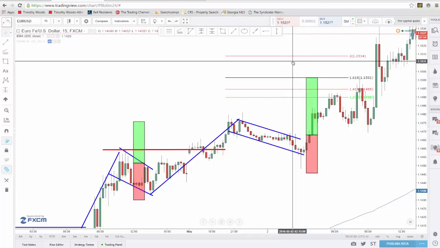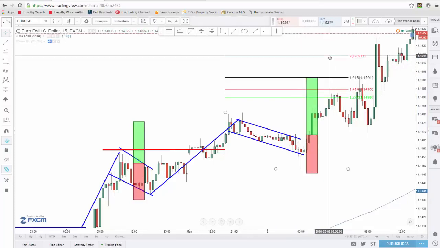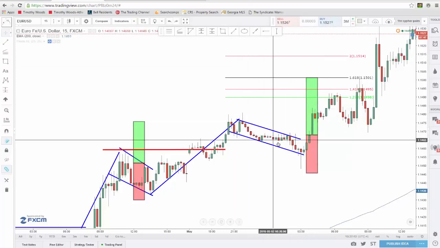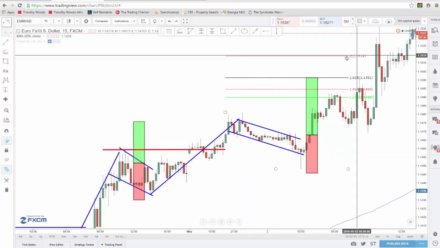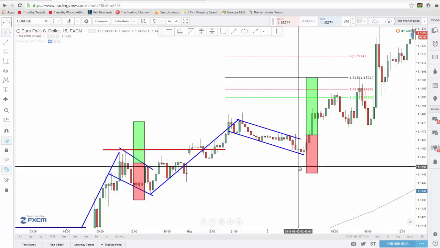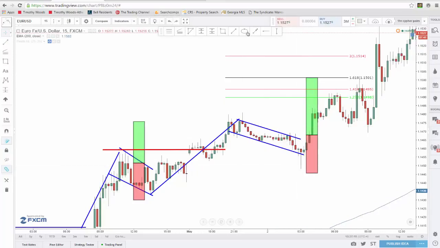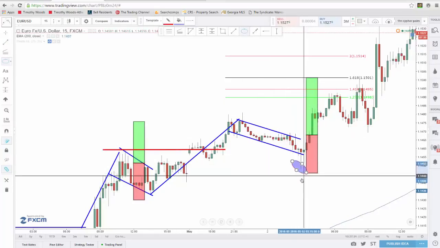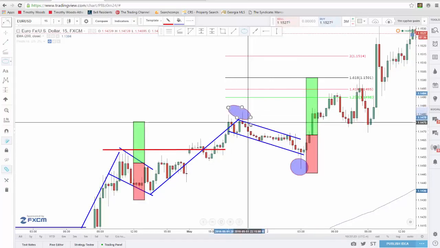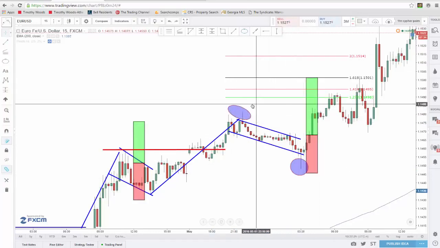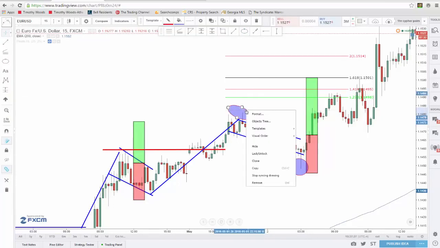Also, I have customized the extension tool to give me a 2 times any extension I draw. So what this 2 in red up here is just 2 times this move from here up to here. And that's a way I'm testing to take targets on some of these simple patterns.